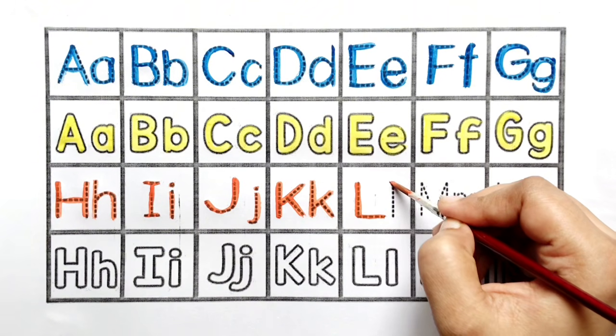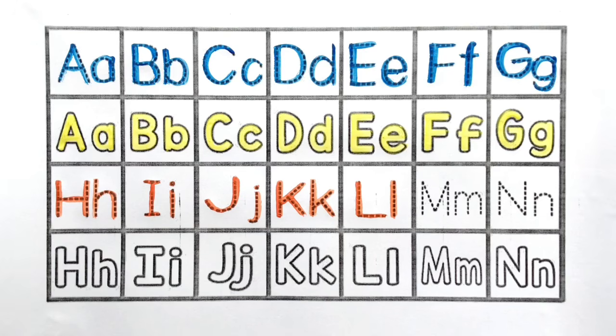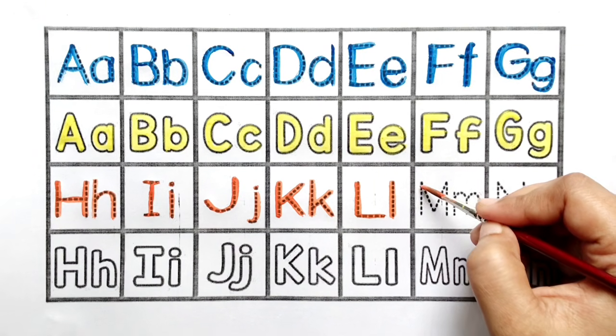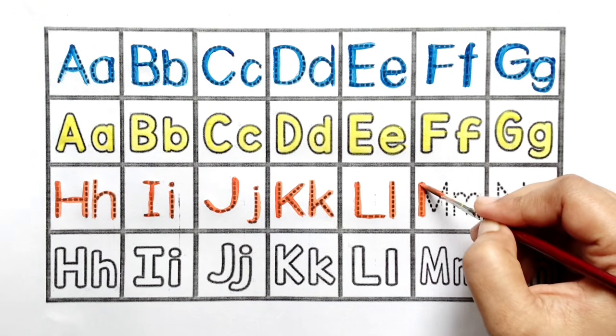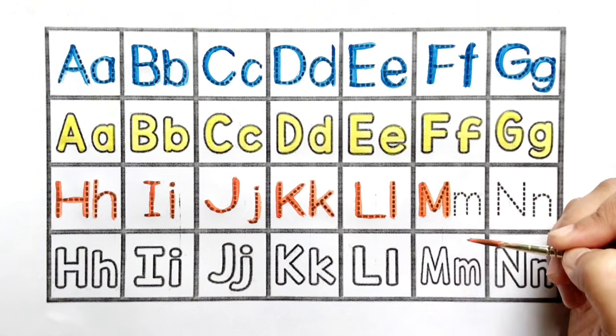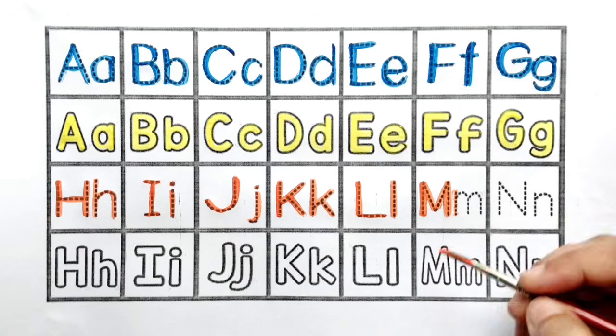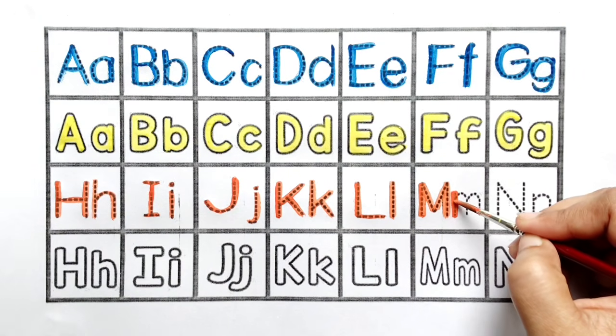Uppercase letter L. Lowercase letter L. L for line. Uppercase letter M. Lowercase letter m. M for moon.